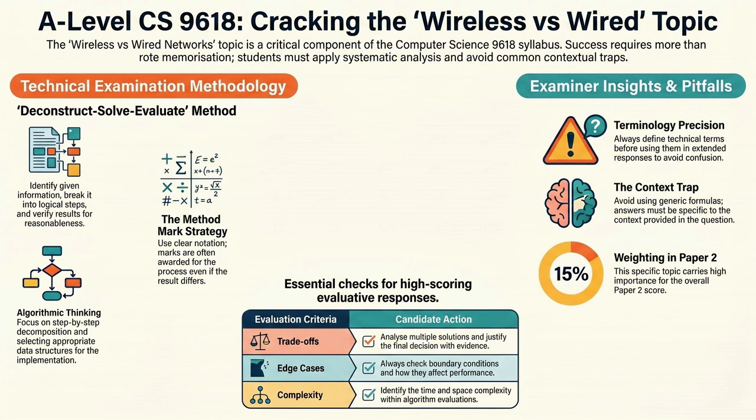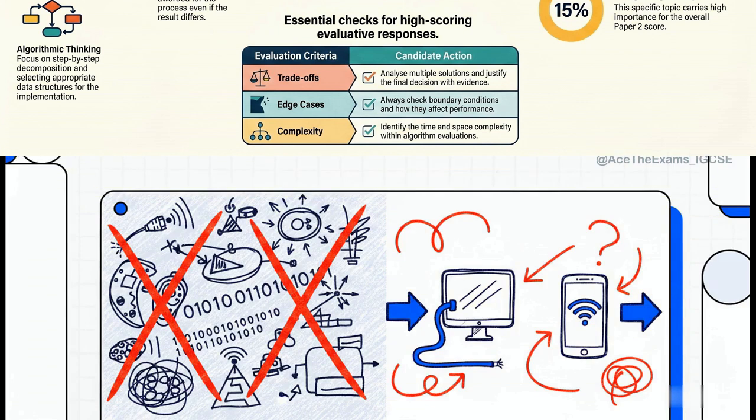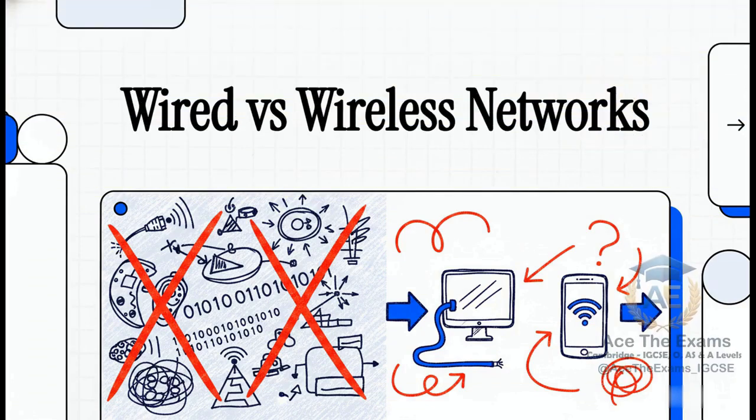Picture this. You're sitting in the exam hall. The clock is ticking down, the tension is high, and you flip the page to a massive, high-mark question on your Cambridge Computer Science past paper. Let's say it's a classic scenario, asking you to evaluate the implementation of a wireless versus a wired network for a brand new corporate campus.